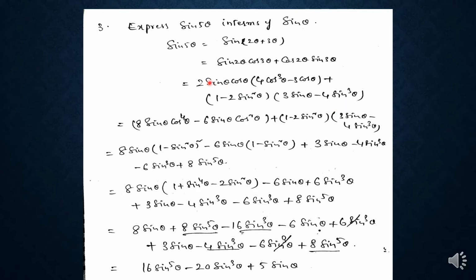So here by multiplying with this one, what we are getting: 2 sine theta cos theta into 4 cos cube theta means 8 sine theta into cos to the power of 4 theta, minus 6 sine theta into cos square theta, plus 1 minus 2 sine square theta into 3 sine theta minus 4 sine cube theta.